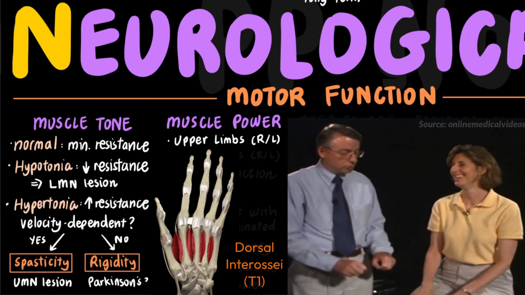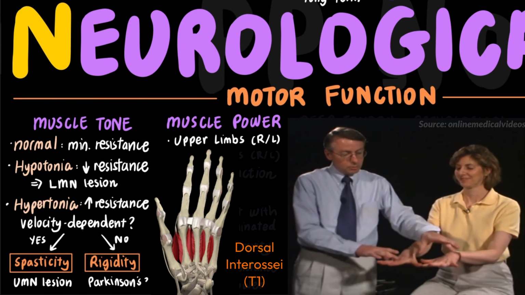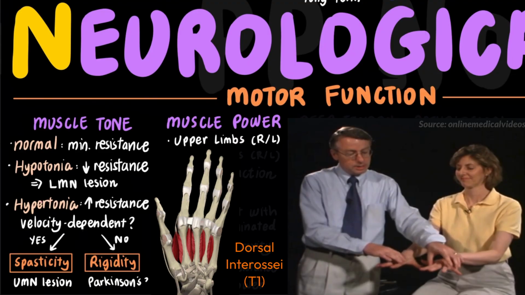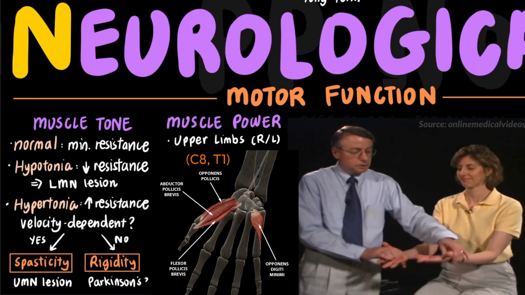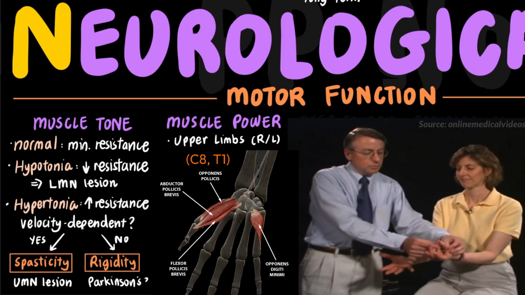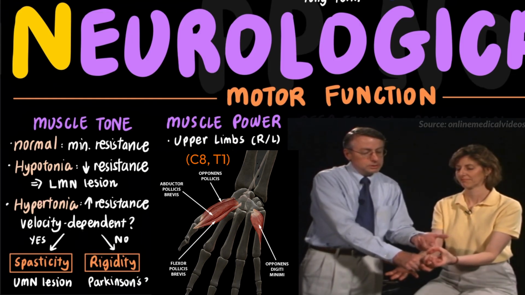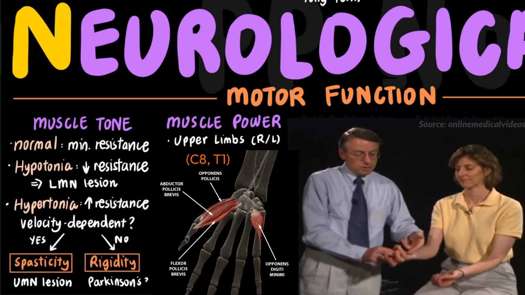To test finger abduction supplied by T1, ask the patient to spread their fingers apart while you try to push them together. To test thumb opposition supplied by C8 and T1, ask the patient to bring the thumb across to touch the little finger while you apply gentle resistance.